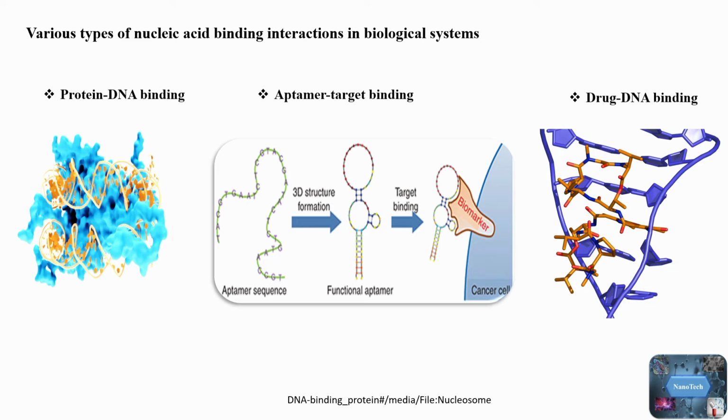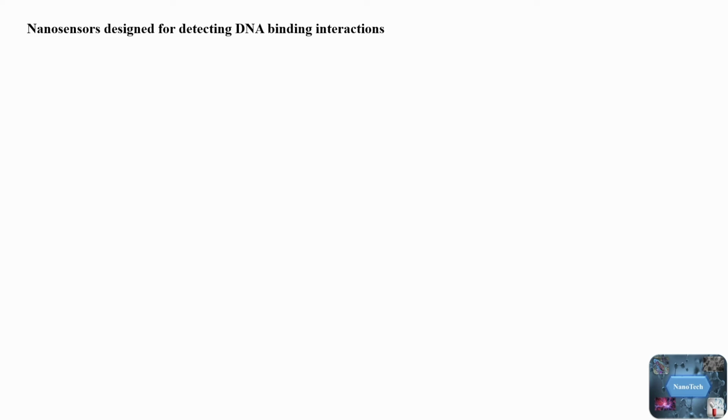Nanosensors designed for detecting DNA binding interactions. To detect DNA binding interactions, such as protein-DNA binding, drug-DNA binding, and aptamer-target binding, the most promising one is the nanosensor design, which uses either plasmonic nanostructures for direct optical sensing or employs various types of nanomaterials such as graphene, metal oxides, rare earth metal, magnetic nanoparticles, etc. to achieve signal amplification or enhancement in sensing performance.